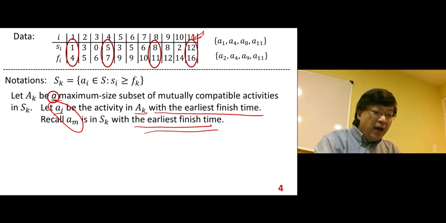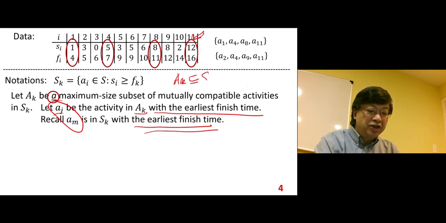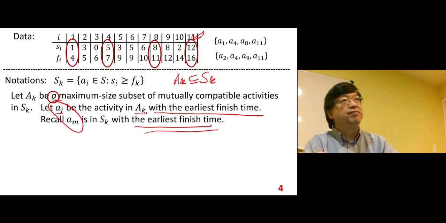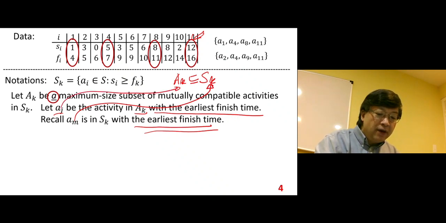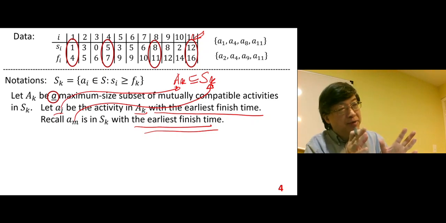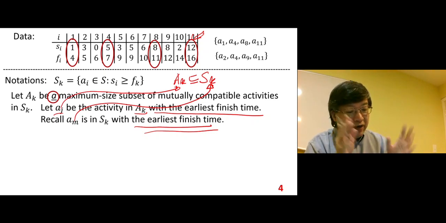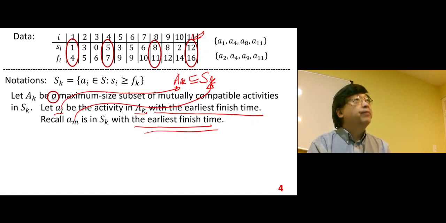First, we know AK is a subset of SK, right? AK is smaller than SK. AM is the activity in SK with the earliest finish time. AJ is in SK's smaller subset with the earliest finish time. Which one has the overall earlier finish time? AM.